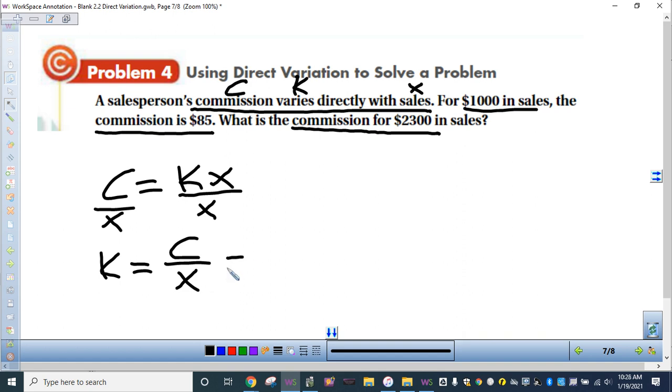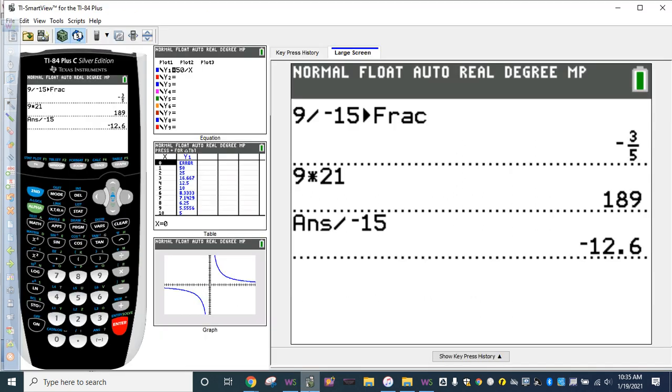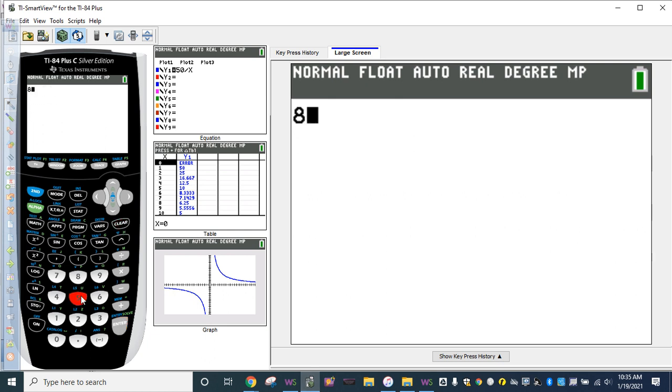When I make my proportion, 85 over 1,000 equals, we don't know what the commission is for 2,300 in sales. So then all I got to do is cross multiply. So 85 times 2,300, don't want to do that in my head, is 195,500.